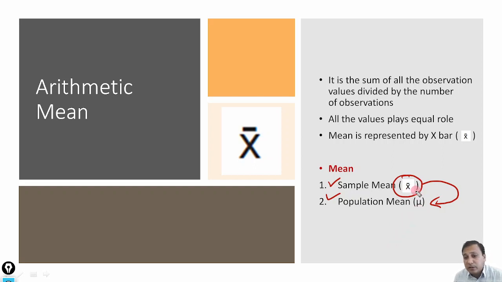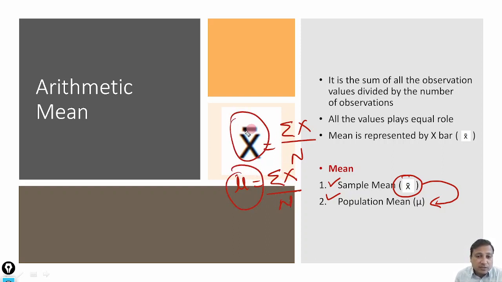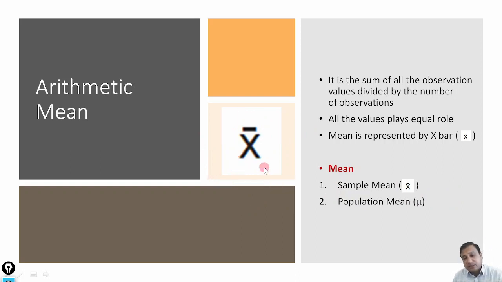So usually we compute sample mean. The formula for sample mean and the formula for population mean is the same. For x bar, it is summation x divided by n, and for the population mean the formula remains the same. Fine, there is no such difference between these two. Only the meaning of x bar and the meaning of mu is different. x bar is associated with the sample data and mu is associated with population data. This whole part we have discussed in week 1.